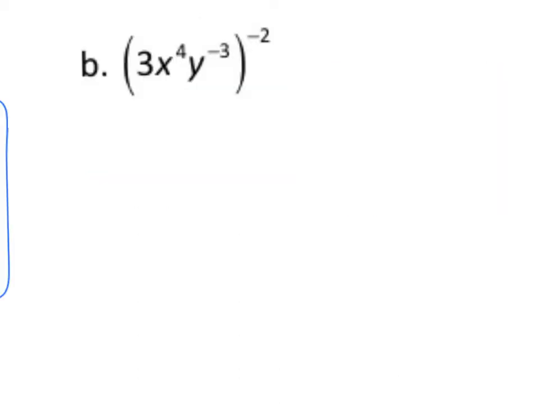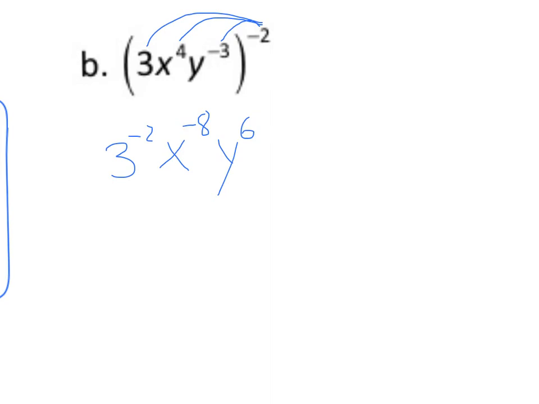In this next example, I'm going to raise everything to the negative 2 power. So I get 3 to the negative 2. X to the, remember we multiply exponents when we raise a power to another power, so 4 times negative 2 is negative 8. And y to the, multiply the exponents again, negative 3 times negative 2 is positive 6.